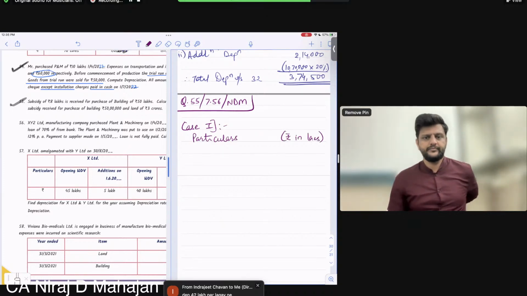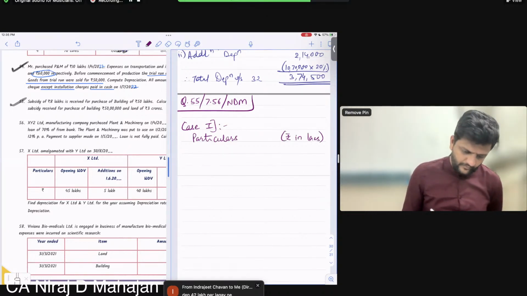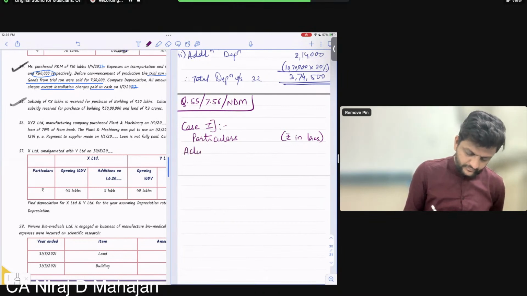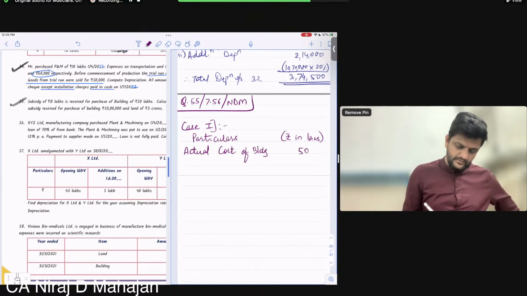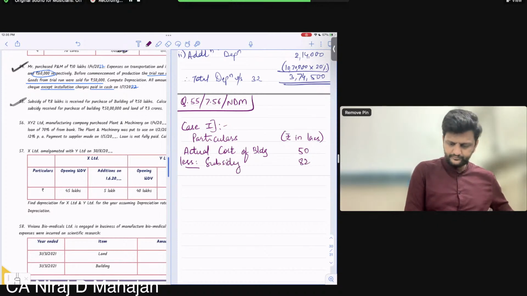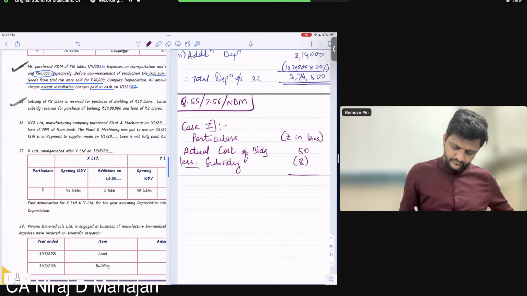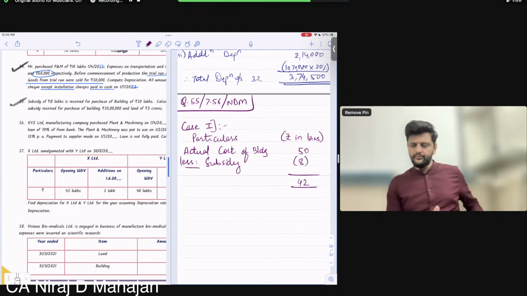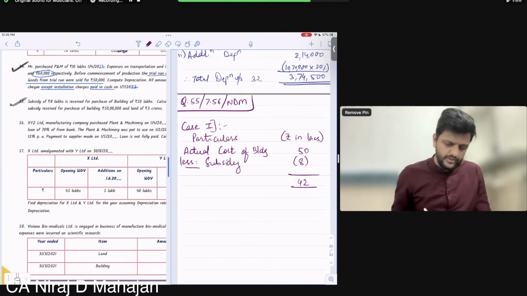Rupees in lakhs. Actual cost of building: 50 less subsidy received 8. Therefore, actual cost for income tax purpose.